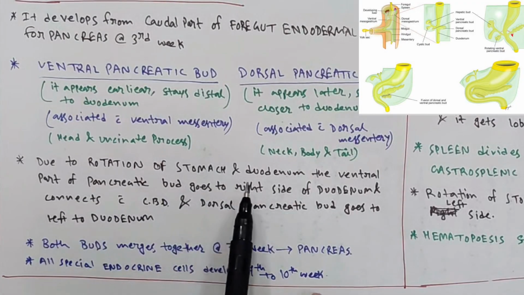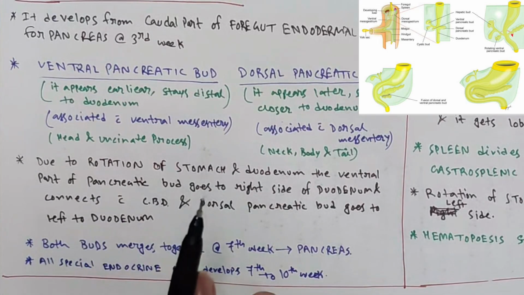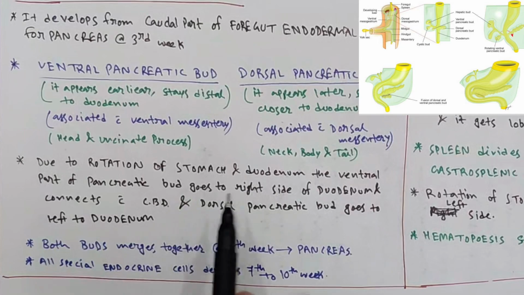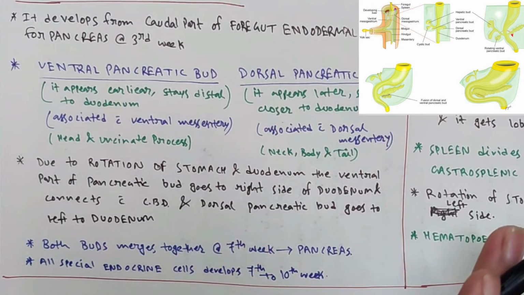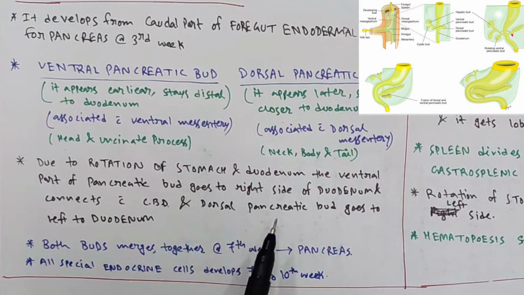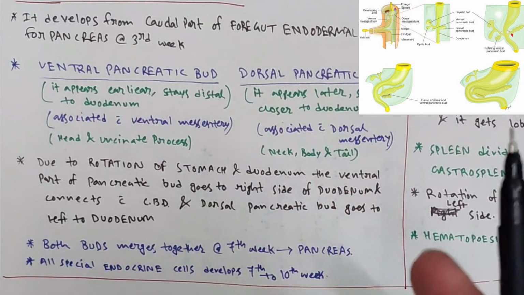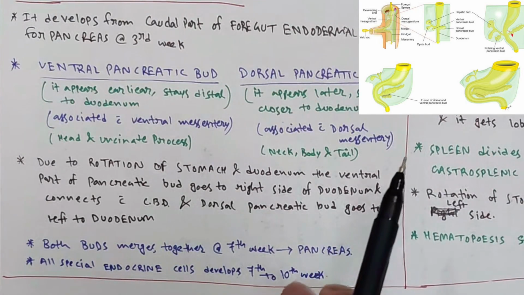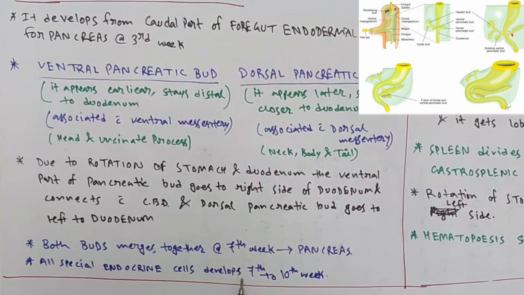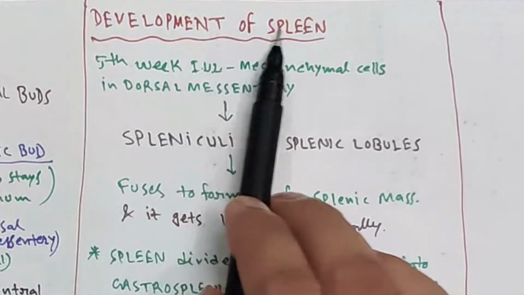Due to the rotation of the stomach and duodenum, the ventral pancreatic bud comes to the right side of the duodenum and connects with the common bile duct. But the dorsal pancreatic bud goes to the left side of the duodenum. So try to understand, the majority of the pancreas develops from the dorsal pancreatic bud. Both pancreatic buds merge together at the 7th week of intrauterine life and form the ultimate pancreas, and all the special types of endocrine cells present in the pancreas develop at the 7th to 10th week of intrauterine life.